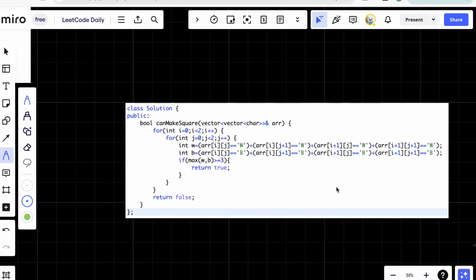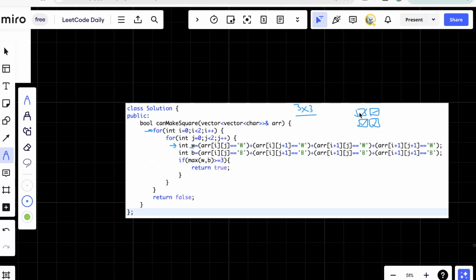So here's the code. The code is rather very easy. Obviously we have only 3 rows and 3 columns, so its size is fixed. We are going to have a 3 cross 3 grid only. And here what I'm checking is how many white cells we have. I am checking i and j, then I am checking i and j plus 1, which is the next column. So this cell I am having, then this cell, and then this cell and this cell. So basically these 3 cells along with the ith and jth cell, okay?